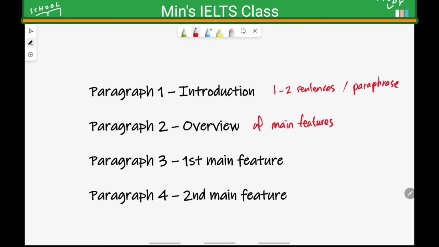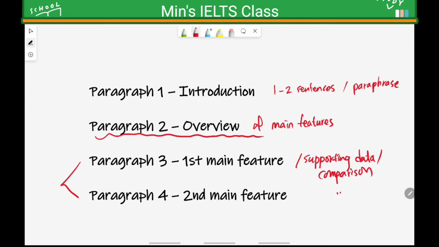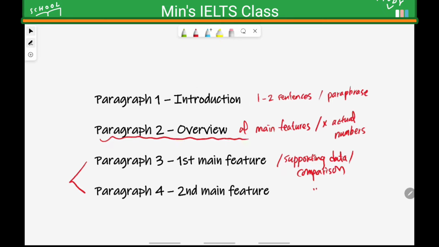And the next two paragraphs, paragraph 3 and paragraph 4, are the feature number 1 and supporting data with comparison. And you have to keep in mind that for the overview, never use actual number. Only talk about general features. All right.